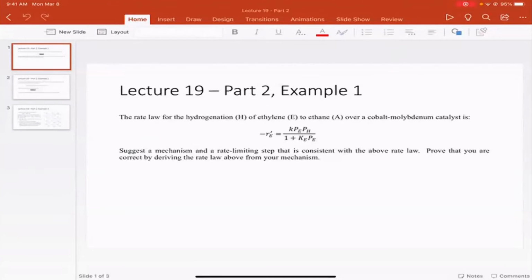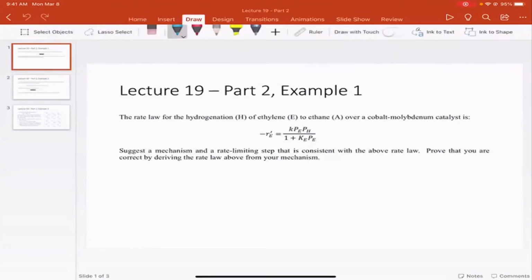So when I look at problems like this, and I'm given the rate law and I want to figure out what the mechanism is, I start off by trying to determine what I can ascertain from the rate law itself. And we haven't actually spoken about it this way before, so let's do that here. We're looking at this rate law. We know that we have some reaction of ethylene to ethane, and that hydrogenation is, right, C2H4 plus H2 gives us C2H6, or E plus H goes to A.